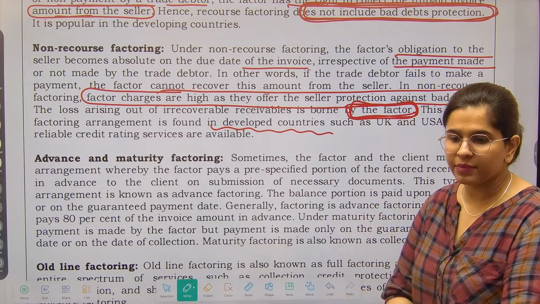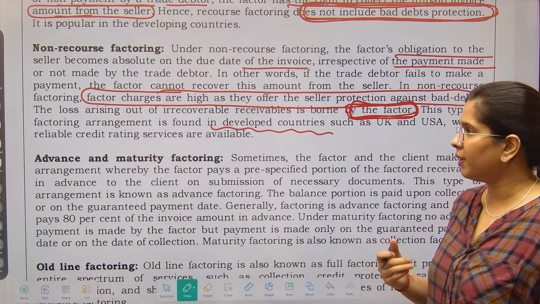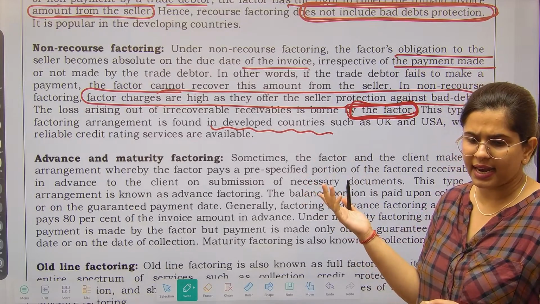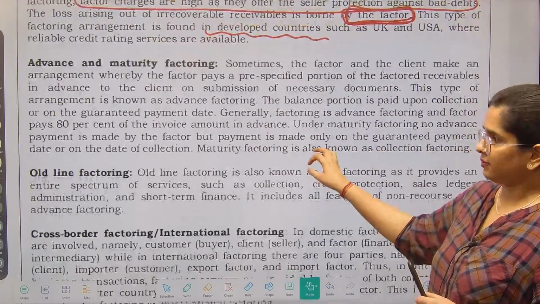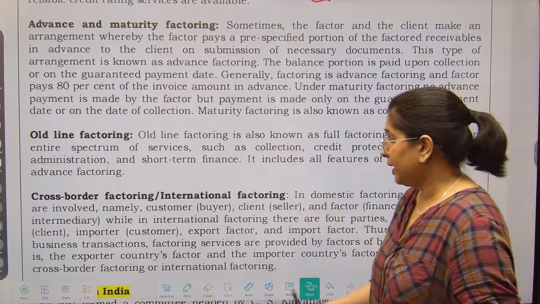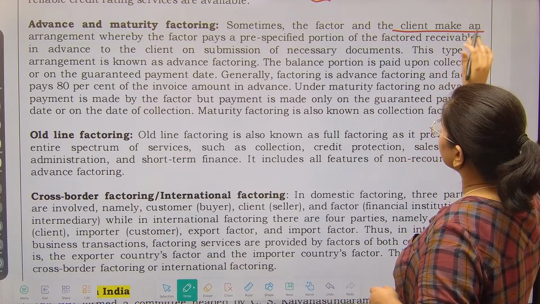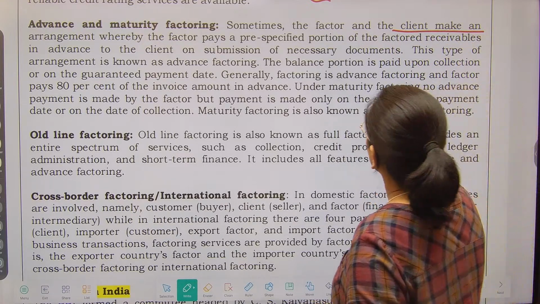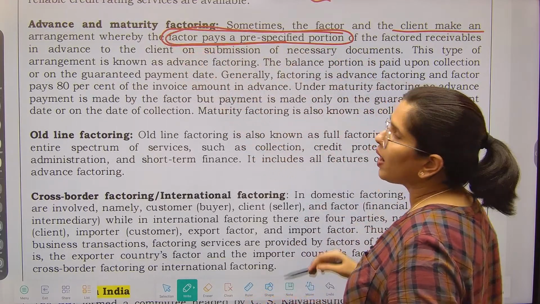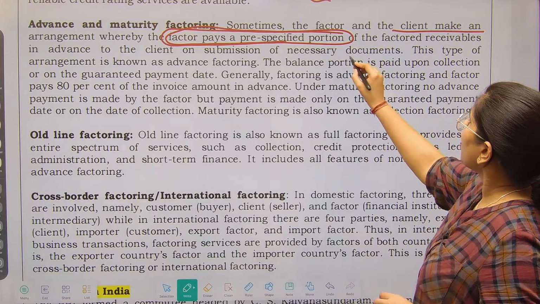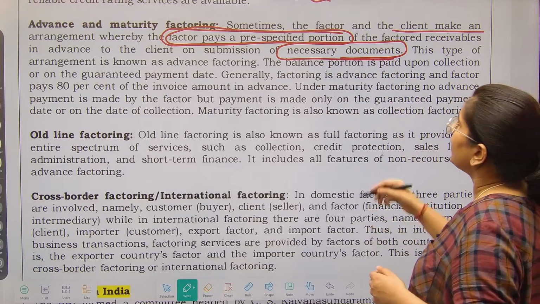So whatever lines I am marking over here, you have to focus on them. Those are the lines that you have to remember, and the rest is just for understanding. Now next is the advance and maturity factoring. Now what happens here? Let's see. Sometimes the factor and the client, the seller, make an arrangement where the factor pays a pre-specified portion in advance to the client on submission of necessary documents. This is called advance factoring.